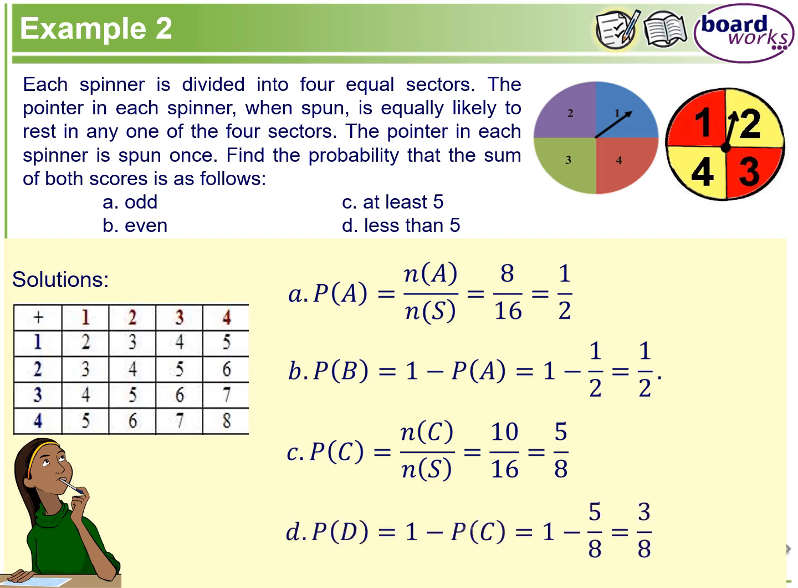Letter D, less than 5. When we say less than 5, so what are the sums which are less than 5? We have 4, 4, 4, 3, 3, and 2.